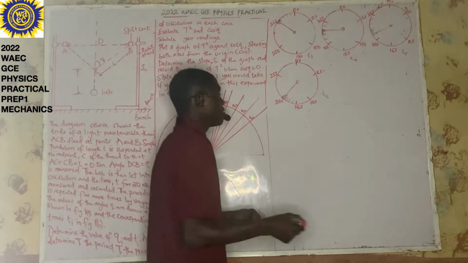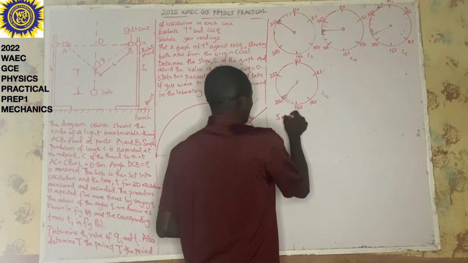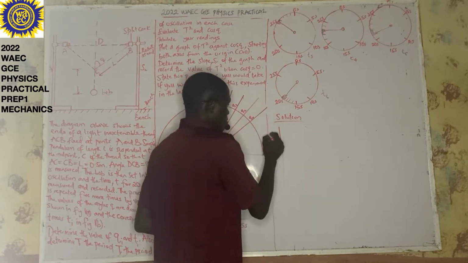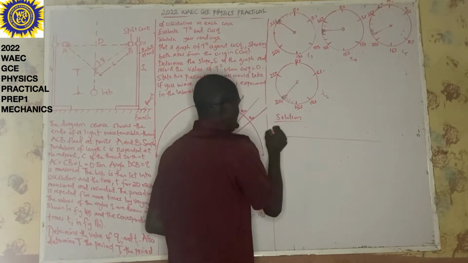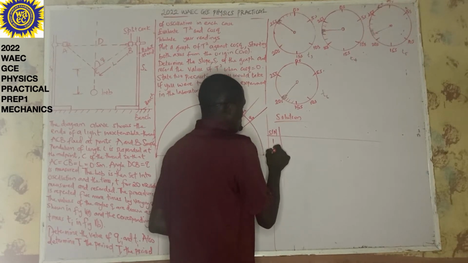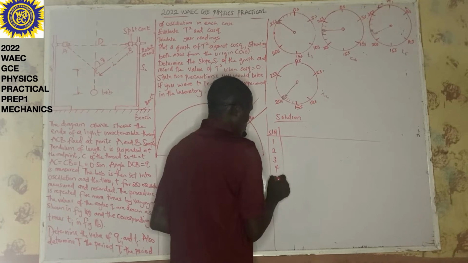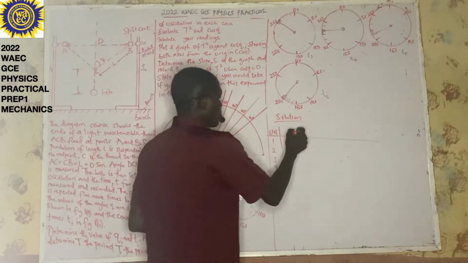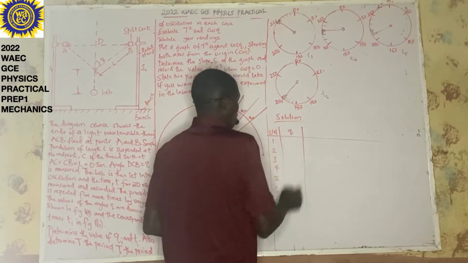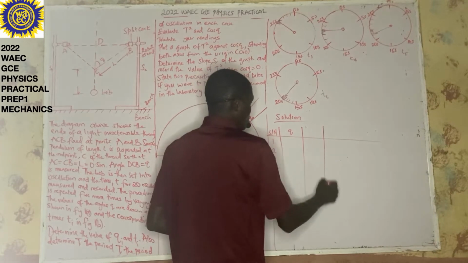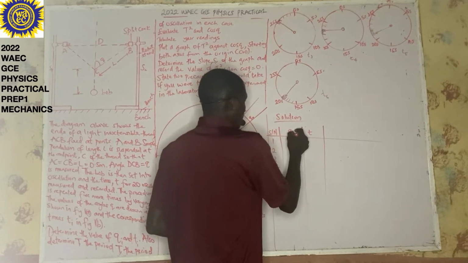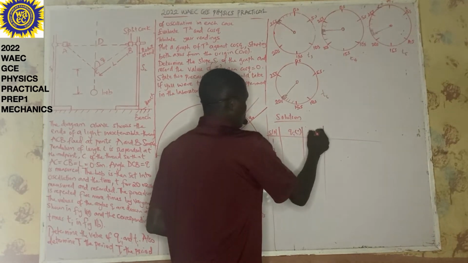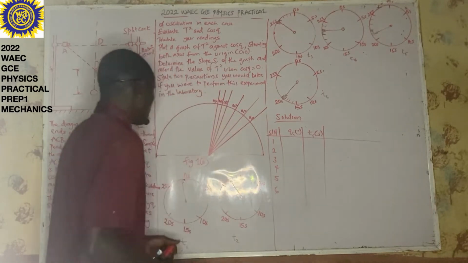Now, let's go into the question itself. Solution. Let's start with our table first. How do I get our reading? The first thing is to get your table first. The first entry is the serial number: 1, 2, 3, 4, 5, then 6, because we are having up to Q6 here. The next entry is your Q, the second entry is your T. The Qi, the Ti. The Q is in degrees, while this one is in seconds, and this T is in seconds.